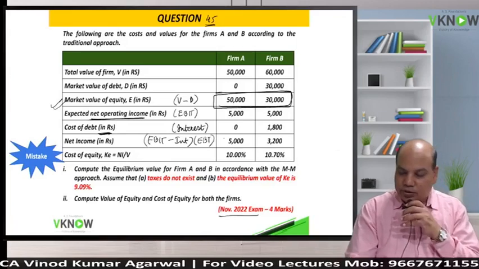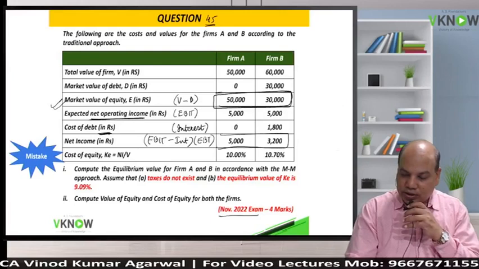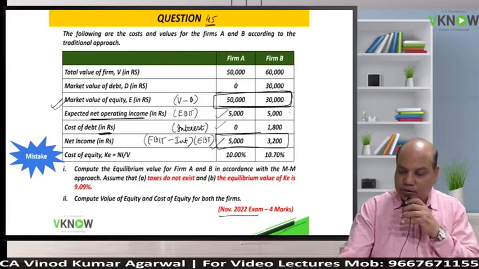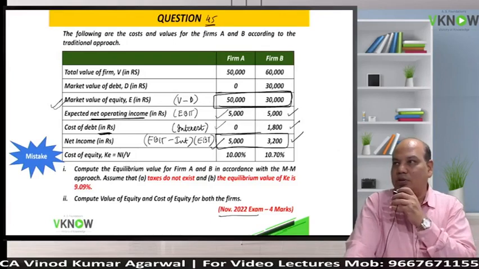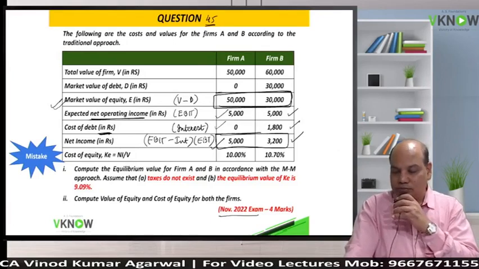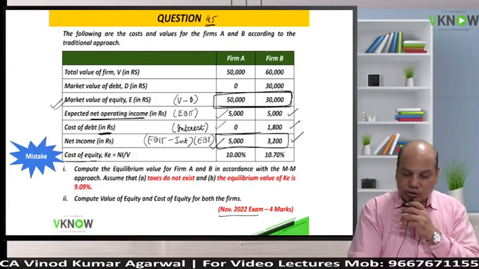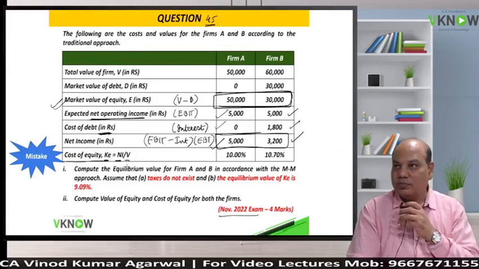So they have, see, they are so kind. They have done the calculation for you. 5,000 minus 0 is 5,000. 5,000 minus 1800 is equal to 3,200. Now they have written cost of equity K is equal to net income upon V.